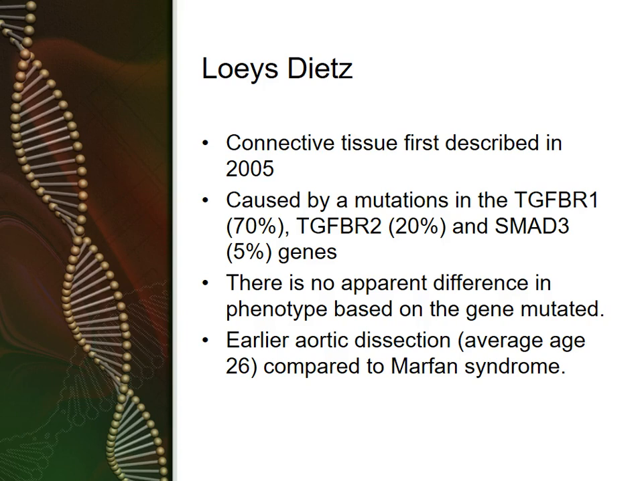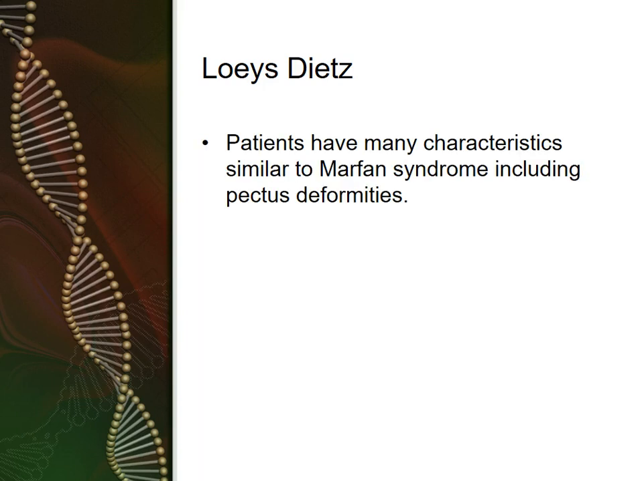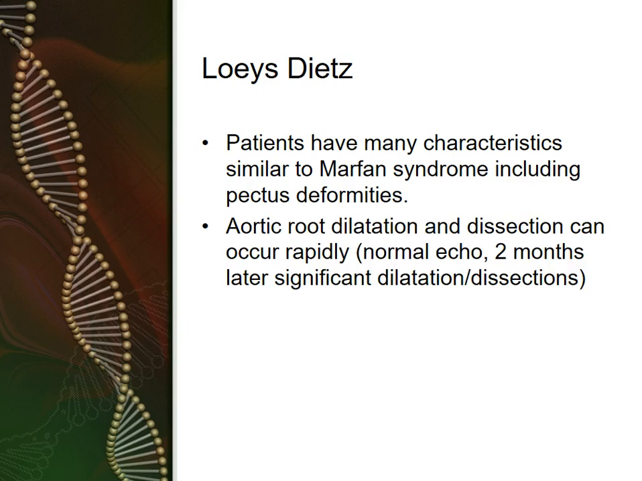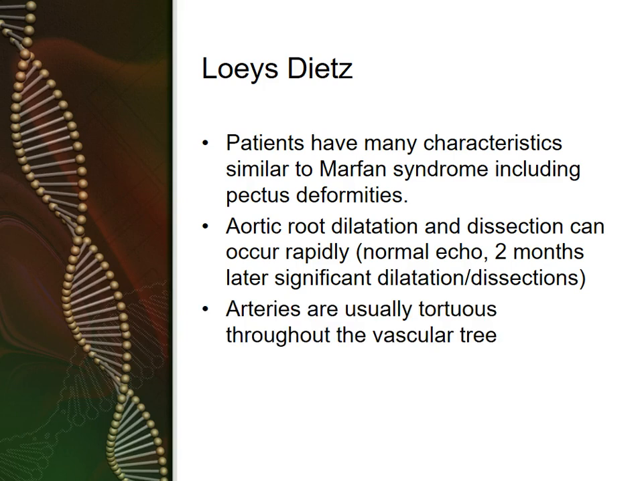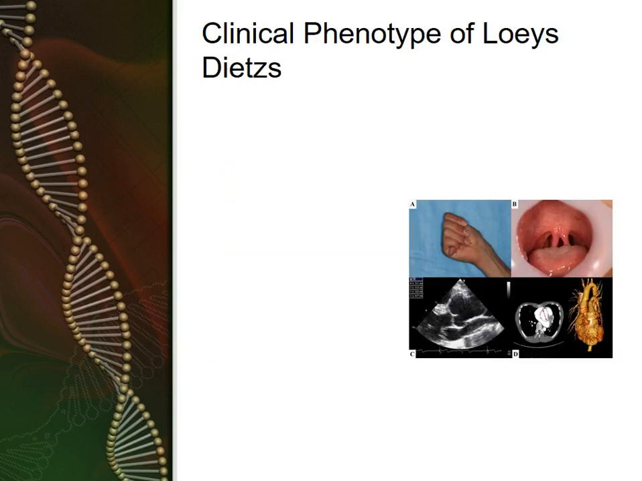Compared to Marfan's, they have an earlier aortic dissection, and sometimes it can go from a normal aortic root to dissection within the year. Whereas Marfan's, usually it's a more slow process. Patients look very similar to Marfan syndrome, including a pectus deformity. The aortic root dilatation and dissection, as I stated, could go very rapidly. And the other concern about Loeys-Dietz is their arteries are very tortuous throughout the vascular tree, which actually puts them at risk for stroke, as well as aortic dissection.